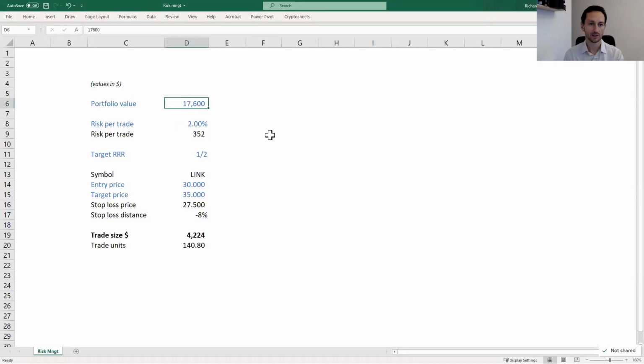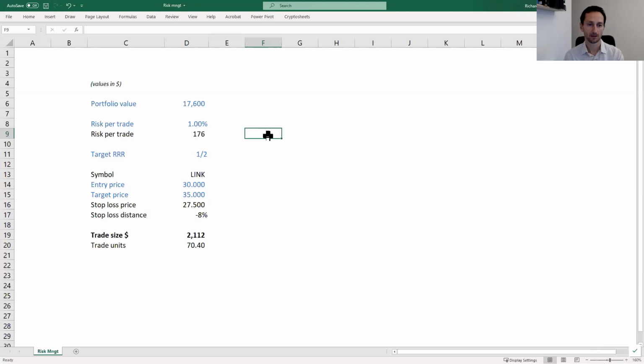In it, you will find an Excel spreadsheet that looks like this. And that will basically say, hey, what's your portfolio value? It's about $17,600 right now. What is your desired risk per trade? Let's just say I want to risk 1%. So what does that mean? Well, if I'm willing to risk at most 1% of my portfolio, then each trade can only lose $176 or $180 per trade.